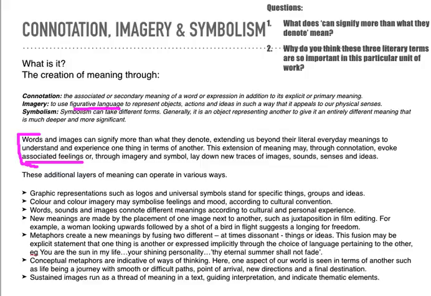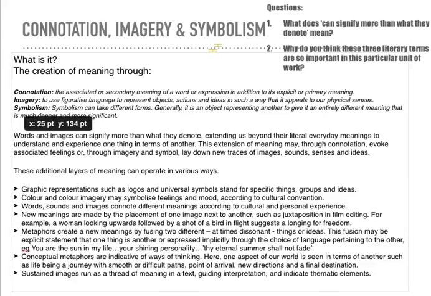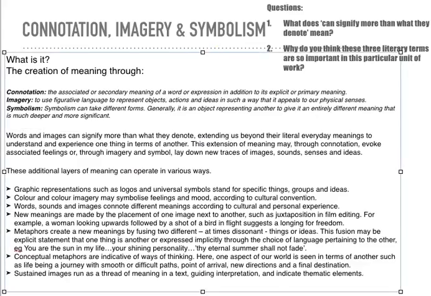Generally, symbolism is an object representing another to give it an entirely different meaning that is much deeper and more significant. I'm not going to go into this in much more detail because I want you to have a look at these questions, and then maybe we can talk about this further afterwards and you can read through this at your own pace. So we're going to have a look. What does "can signify more than what they denote" mean? It says words and images can signify more than what they denote.